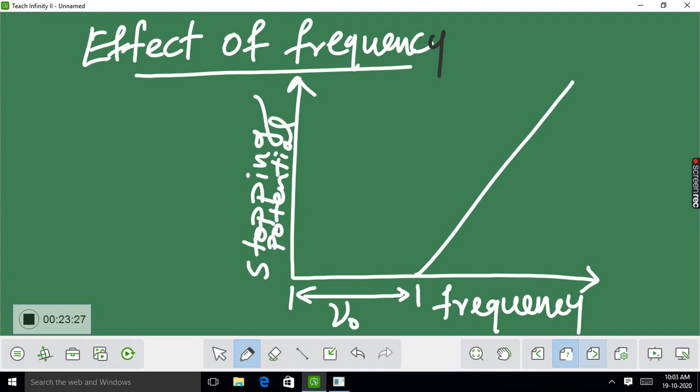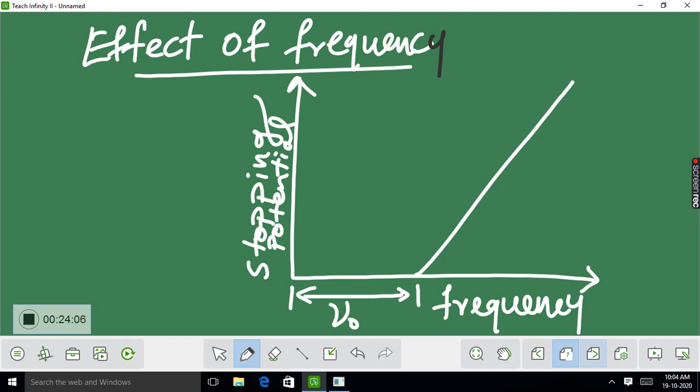We take different frequency radiations, and for each radiation, we measure the photoelectric current under different values of collector potential, and we find out the stopping potential. For each frequency of incident radiation, we find the stopping potential. And the graph is plotted taking frequency on the x-axis and the stopping potential on the y-axis.